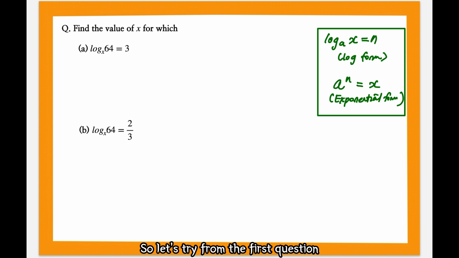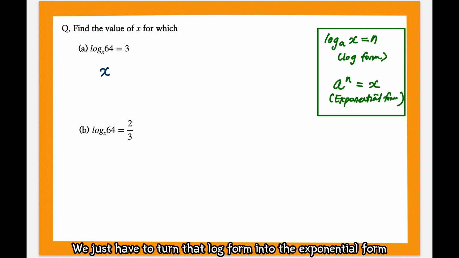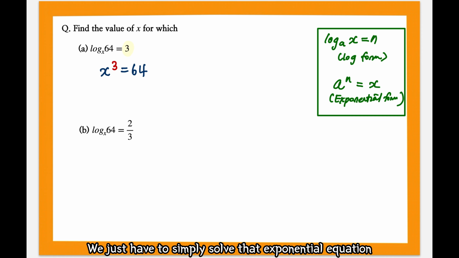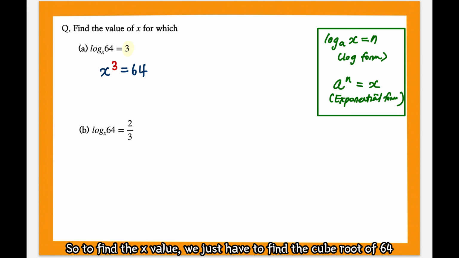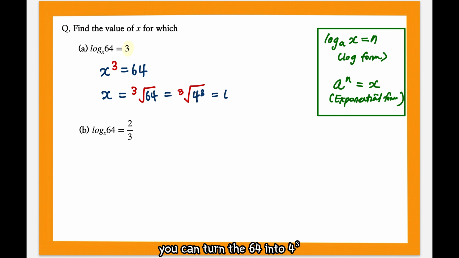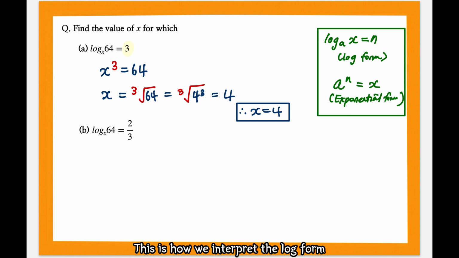So let's try from the first question. We just have to turn that log form into the exponential form. So x to the power of 3 is equal to 64. We just have to simply solve that exponential equation. So to find the x value, we just have to find the cube root of 64. If you're not familiar with the number, you can turn that 64 into 4 to the power of 3. Cancel those 3, we get 4. So the x value is equal to 4. This is how we interpret the log form.